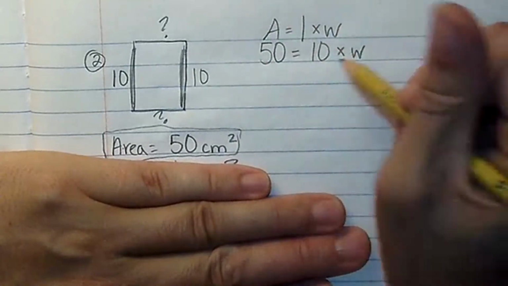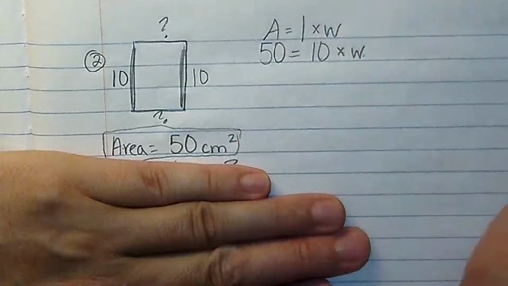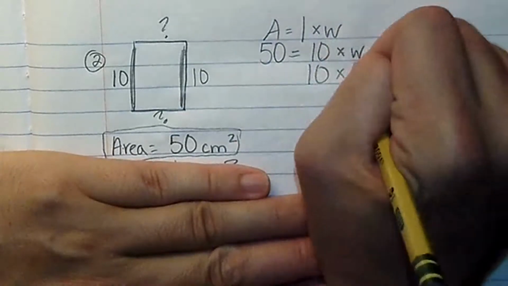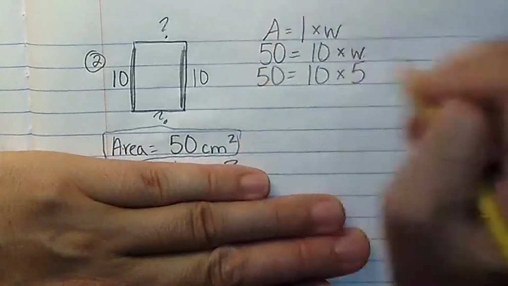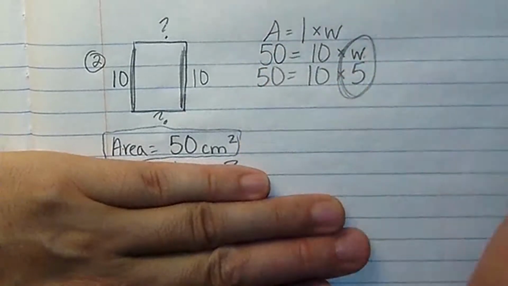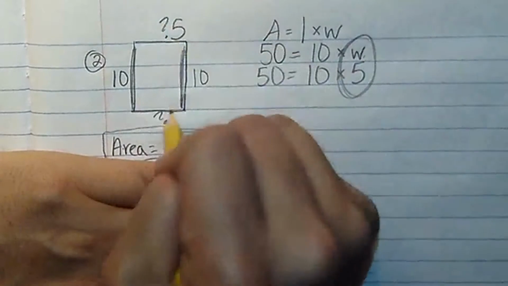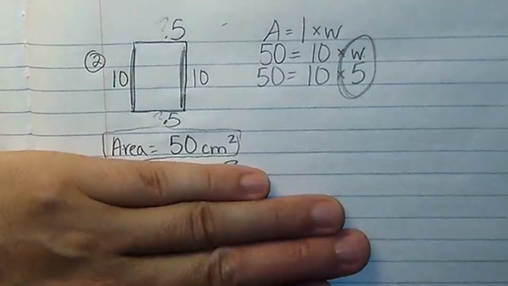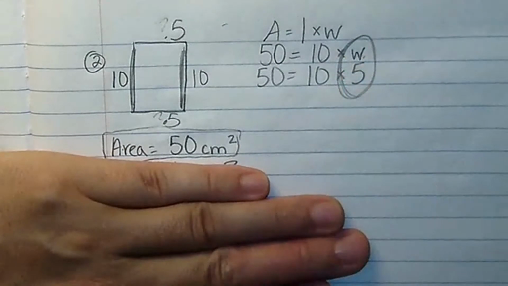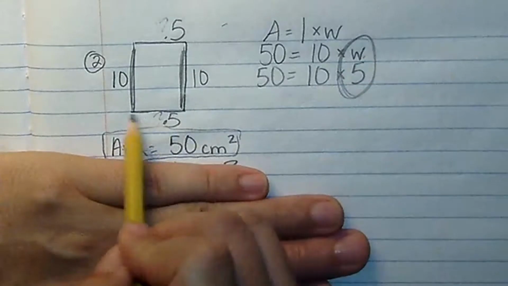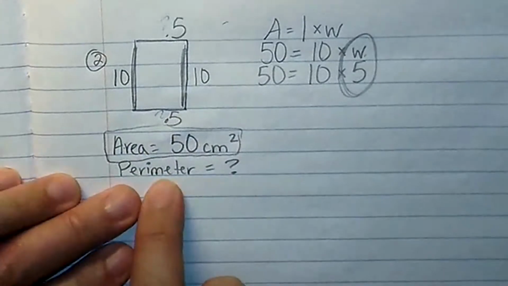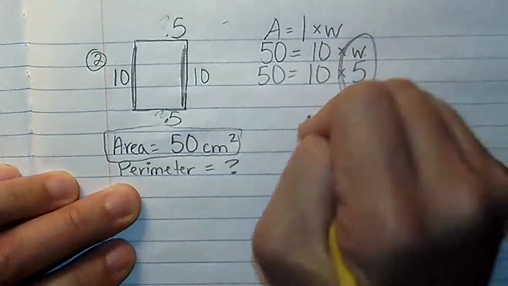10 times what number equals 50? 10 times 5 equals 50. And my missing side is 5. So now I can fill this in. And again, a too fast fourth grader would say, Miss Kirsten, the answer is 5. Miss Allen, I got it right, it's 5. You made a mistake. But we didn't. This side is 5, but the question says, what is the perimeter? So now I need to use the perimeter formula.